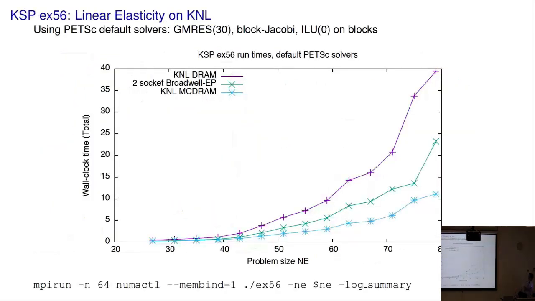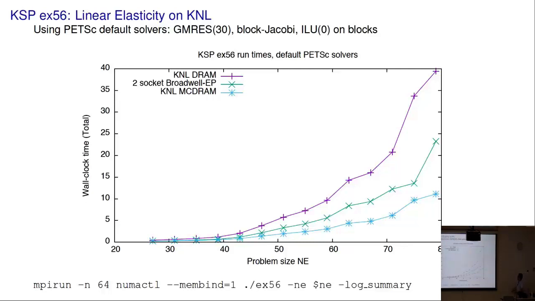So actually, people have asked, does PETSc support Xeon Phi? And I usually tell them, well, it actually works just okay as is. So this is an example. It's the KSP tutorial example 56. It's a linear elasticity problem coded up by Mark Adams.